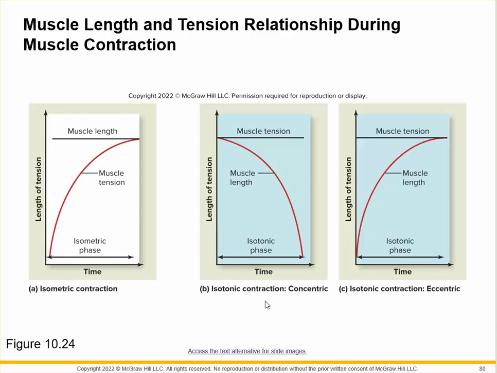Right? So the difference between these two graphs is that this red line is muscle tension and this red line is muscle length. You'll notice the muscle length stays the same, muscle tension changes in isometric. You hit this point and the muscle tension flattens out, right? But the length goes down. That would be an isotonic concentric contraction. If the muscle length goes up while muscle tension stays the same, it's isotonic.